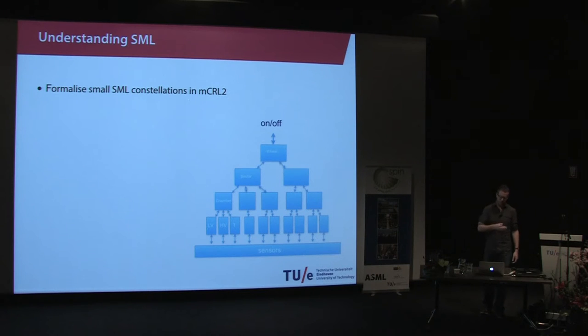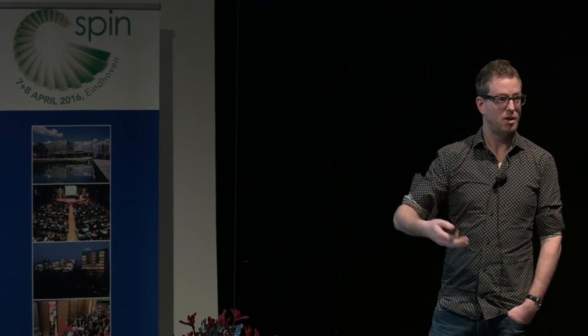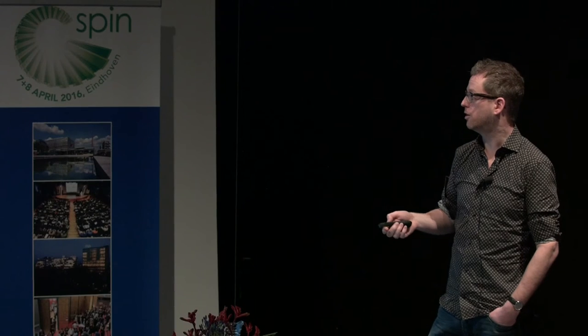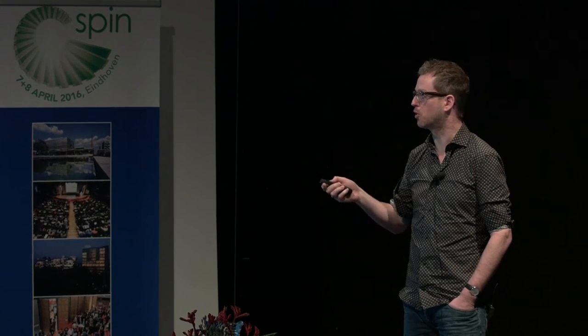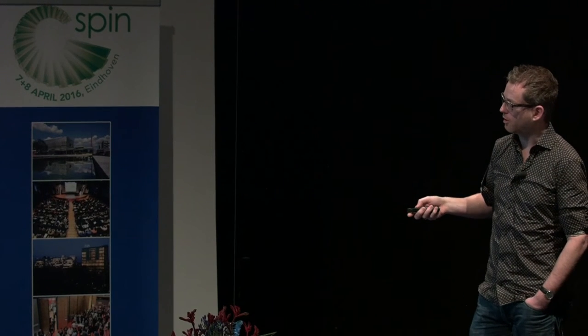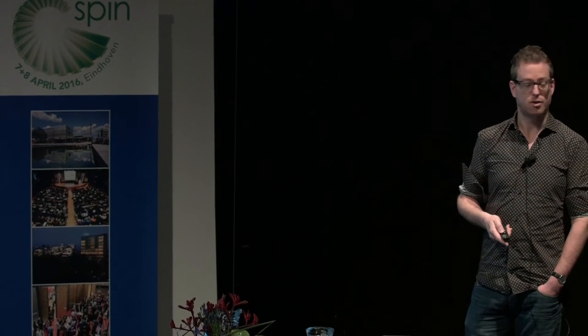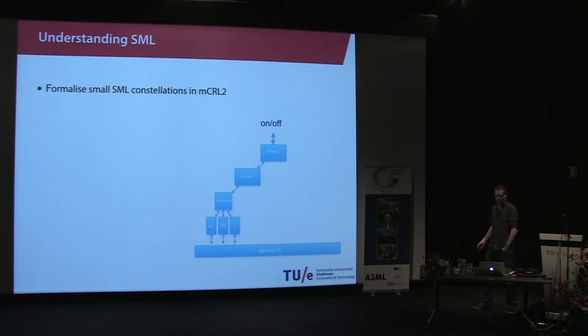So to see whether we made a correct translation from the SML models to MCL2, we needed to glue everything together so that they interact and show the desired behavior. What we did was have a look at a subtree, for instance, a small constellation in MCL2, consisting of the wheel, sector, chamber, and a number of sensor controllers that we see here. We would just strip off all the other parts and translate that to MCL2.